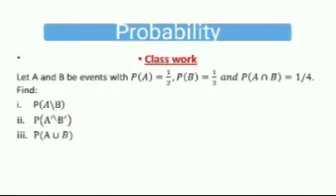So if this one is clear now, I would like you to do this one for me. Let A and B be events with probability of A equal to 1 over 2, probability of B equal to 1 over 3, and probability of A intersection B equal to 1 over 4. Now find probability of A given B, probability of A complement given B complement, then probability of A union B.